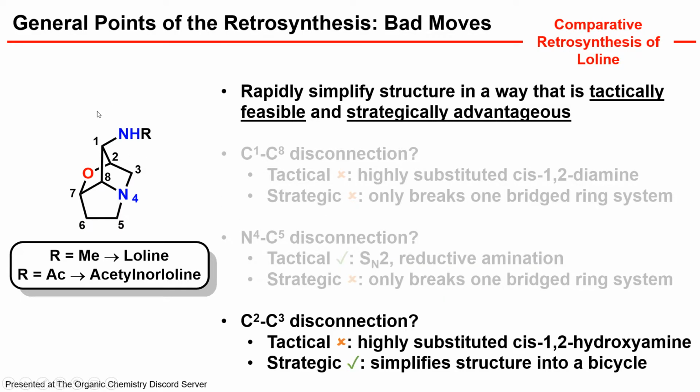Okay. And one more bad disconnection is this carbon 2, carbon 3 bond. So if you imagine breaking this bond, it's strategic because now you have a much easier system where the 5 and 5 are fused with just no carbons between them. So it's not a bridged system anymore. It's just a simple bicycle. But the problem is, how are you going to break this bond, right? This is a bond between the carbon of an alcohol and the carbon of an amine. Again, maybe it exists, but I'm not familiar with any, and it's not part of what everyone knows about, right?